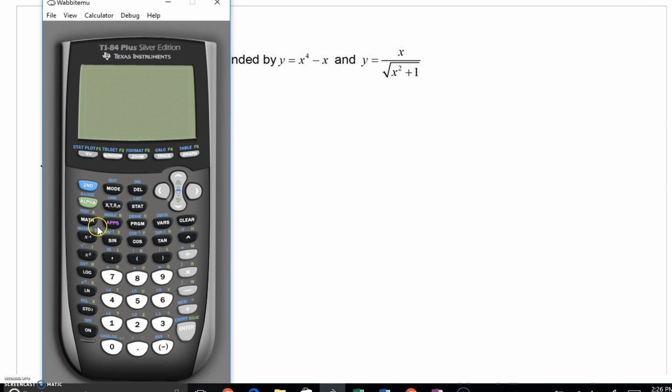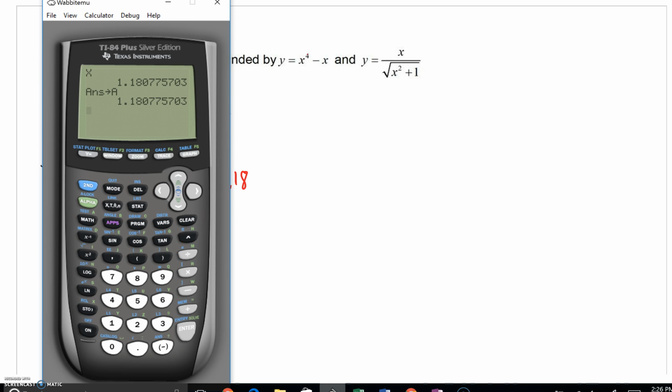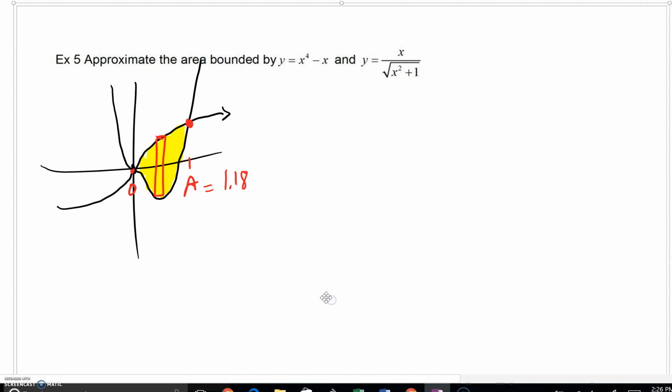I'm going to hit second quit. And then I'm going to hit X. And sure enough, that last X value is still there. I'm going to hit store. It's right next to the 1. I'm going to hit alpha A. And what I've just done is I'm having alpha A be that 1.18, whatever it is. I want the calculator to remember that for me.